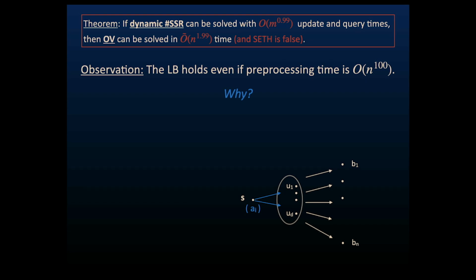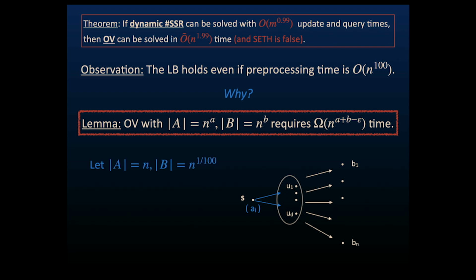And then luckily, we have this lemma. Ideally, we would like a version of OV in which the size of A is much, much larger than the size of B. Like if the size of B is n, the size of A is n to the 100. And we want to assume that this is hard. If A has size n to the a, B has size n to the b, the trivial algorithm checks every pair, so the trivial is n to the a plus b. And I want to claim that this is also a lower bound, assuming SETH.